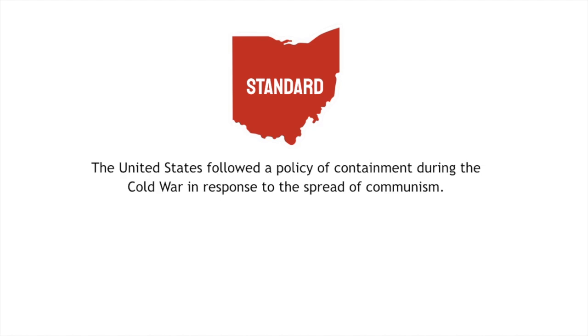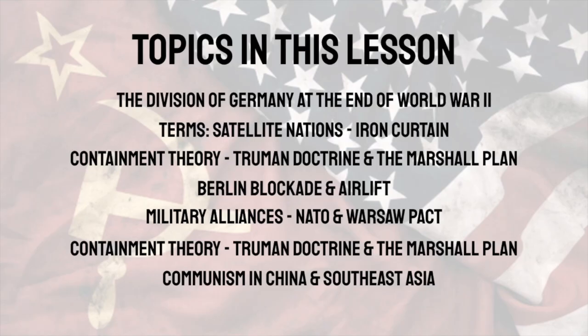To guide us through this lesson, I'm going to be utilizing the standard from the state of Ohio for American history, which states that the United States followed a policy of containment during the Cold War in response to the spread of communism. This lesson is not a deep dive, but it is going to cover a lot of content. These are the topics we're going to go through as we look at the origins of the Cold War, focusing on that term containment. We want to look for examples of containment as we go forward.